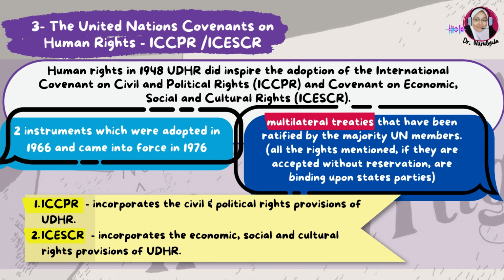These are multilateral treaties that have been ratified by the majority of United Nations members, where all the rights mentioned, if accepted without reservation, are binding upon state parties. Basically, the ICCPR incorporates the civil and political rights provisions of the UDHR, while the ICESCR incorporates the economic, social, and cultural rights provisions of the UDHR.